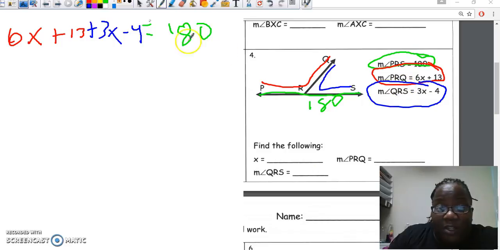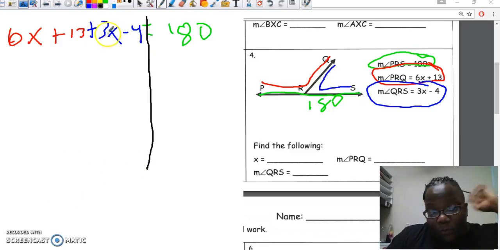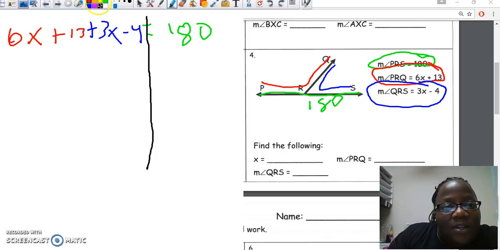Once you solve for x, you can plug it in. So you really need to make sure you understand your integer rules. And if you don't understand the integer rules, please make sure you're using a calculator appropriately. First thing we do is going to combine like terms of the variable. So you have a positive 6x and a positive 3x. How much is that? Yes, positive 9.